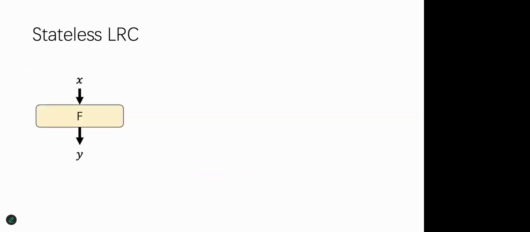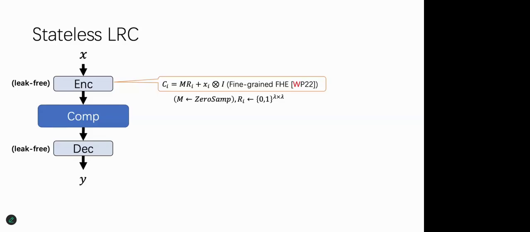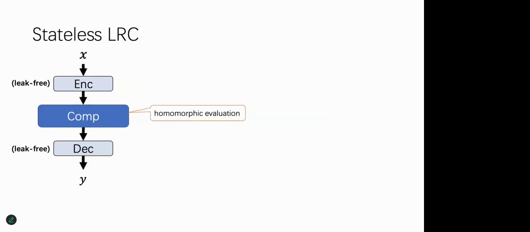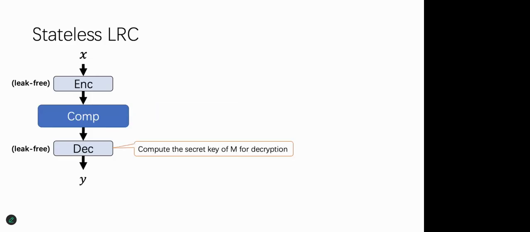Now let F be the original circuit with the input X and output Y. We first encode X by using the fine-grained fully homomorphic encryption against NC1. Here X is encrypted bit by bit, and the ciphertext Ci for each bit Xi is in the form in this picture. The public key is a matrix M, which is sampled from zero-sum, and Ri is a random matrix. The capital letter I is the identity matrix. The computation algorithm just executes the homomorphic evaluation. The decoder computes the secret key and decrypts the output ciphertexts.